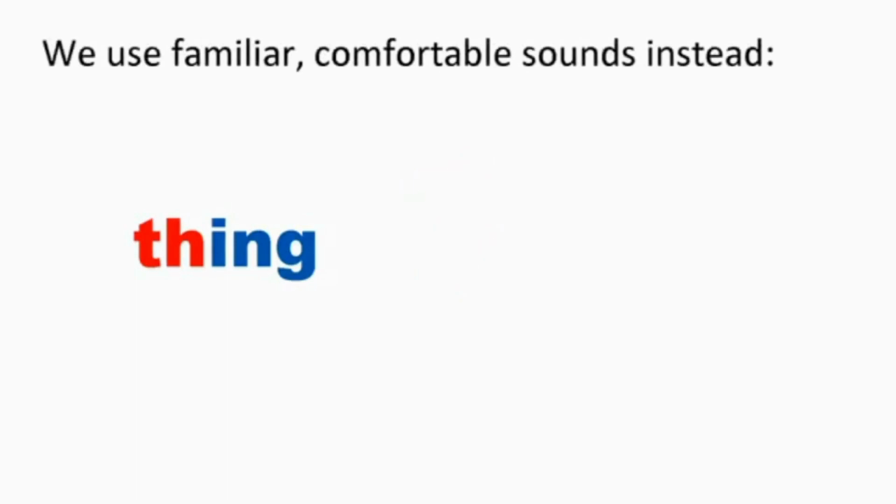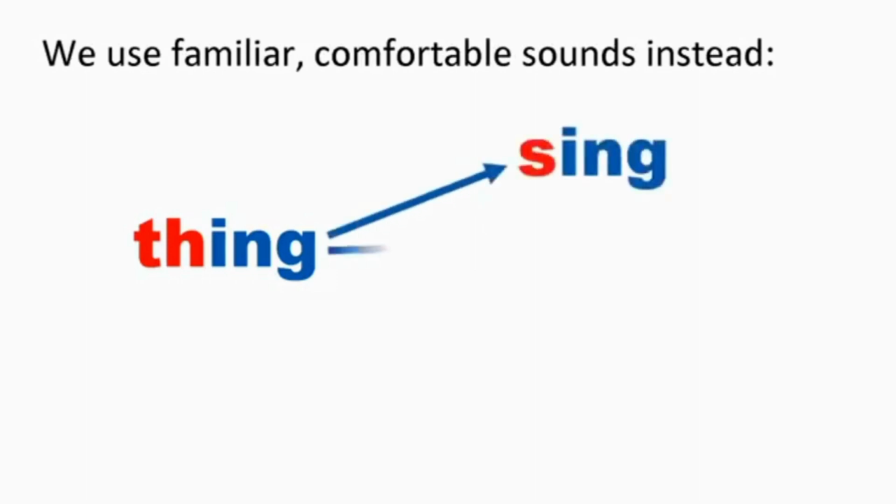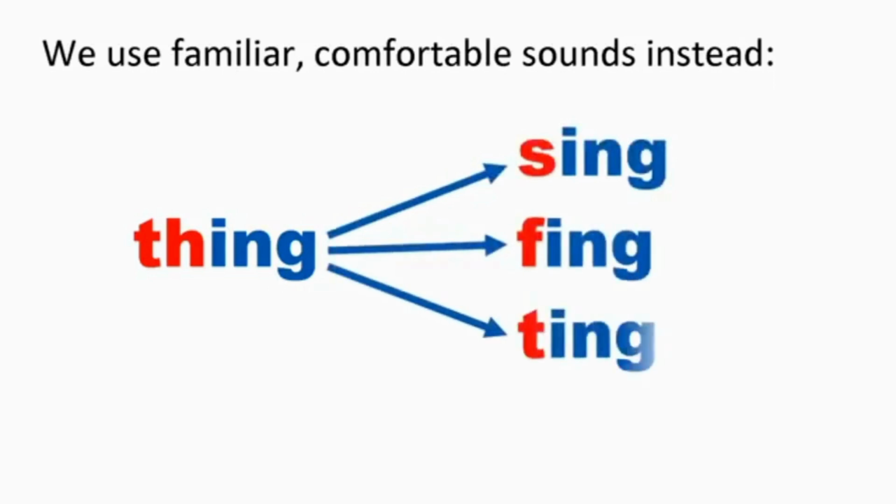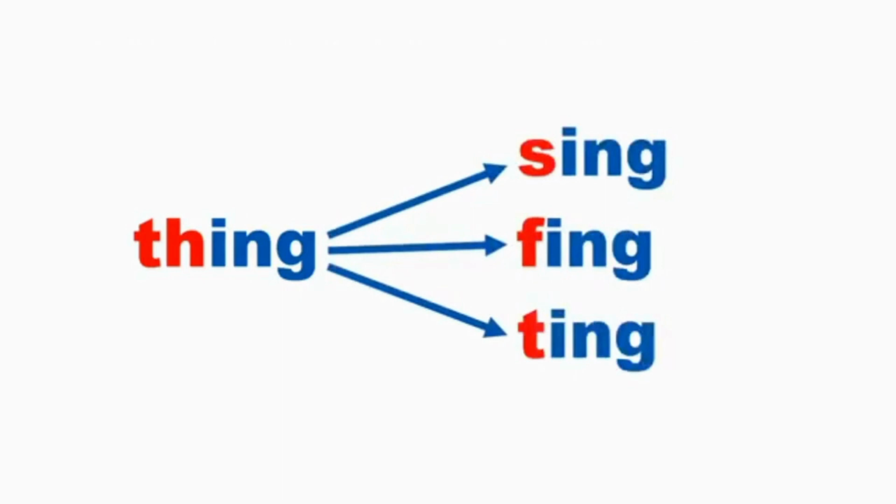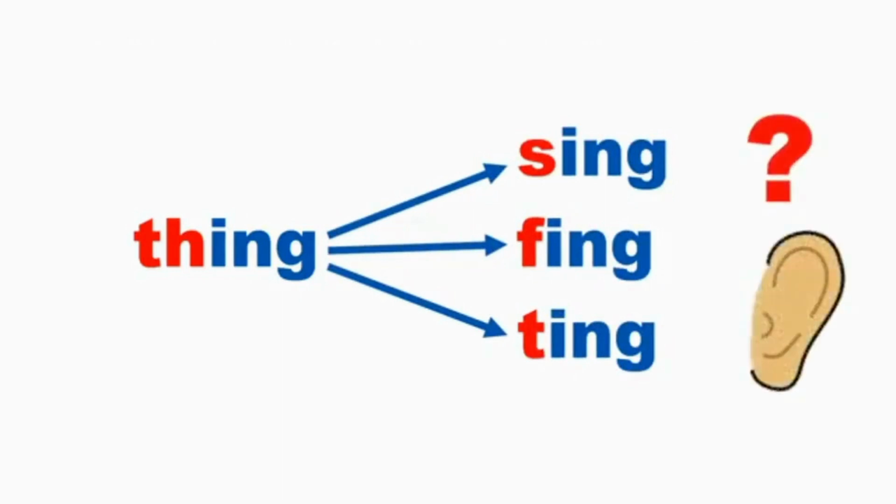So what happens then? When we meet new words with sounds that are new and strange, we often use familiar, comfortable sounds instead. When we say thing, it might sound like sing, fing, or ting. Sometimes these changes make it difficult for listeners to understand what we're saying, and that's a problem. So what can we do about this?